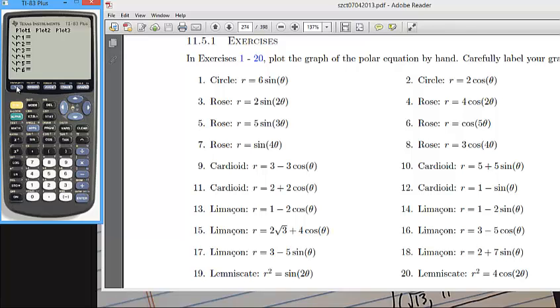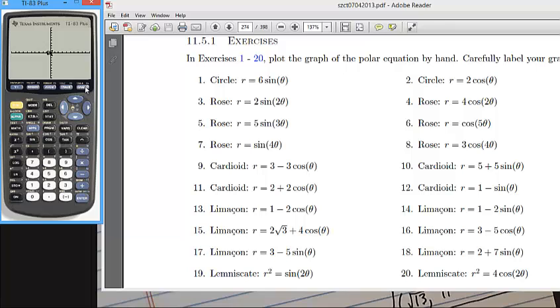Do you have a particular shape you want to see? Are you curious? Do rose. All right. Let's do 6. Problem 6, a rose. All right. So what's that look like? Cosine of 5 theta. Let's graph it.